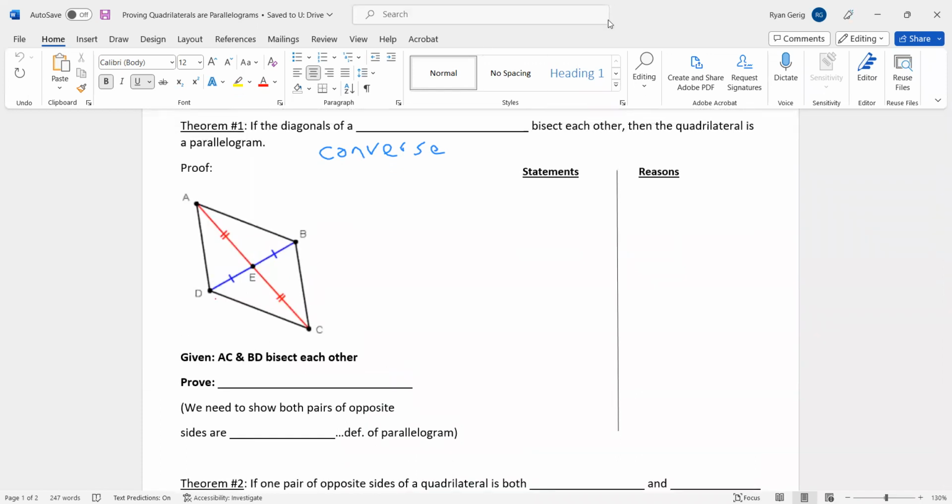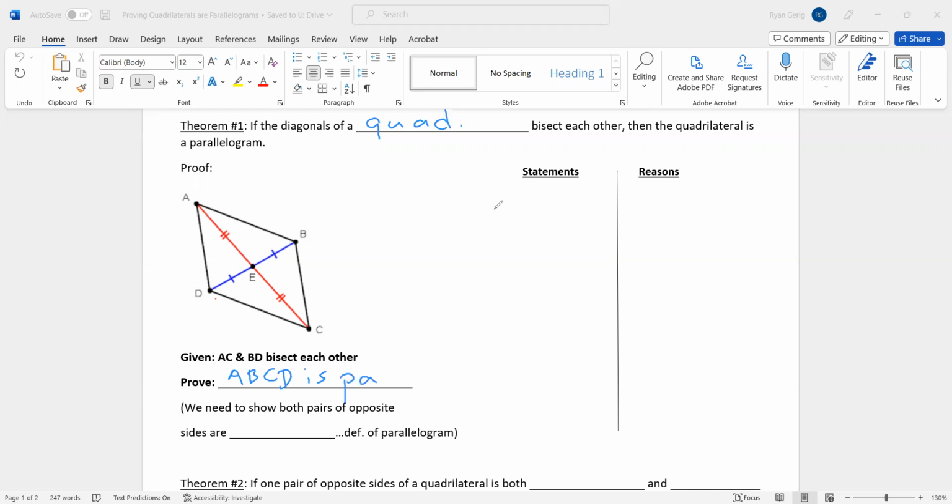Theorem number 1 for today is that if the diagonals of a quadrilateral, notice it's not a parallelogram because we're trying to prove that it's a parallelogram, bisect each other, then the quadrilateral is a parallelogram. So we can say that it is a parallelogram. In this picture, I'm giving you that AC and BD bisect each other. What we want to prove is that ABCD is a parallelogram.